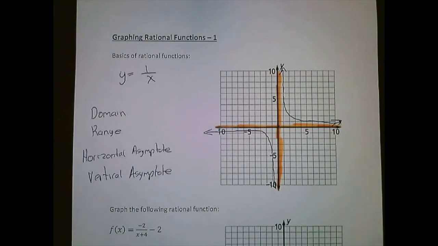Everybody. Let's talk about graphing rational functions. So this is going to be my first of 3 videos on graphing rational functions. I'll hit a lot of the basics in this video, and then in my second and third videos, I'll look at a little bit more complex equations.